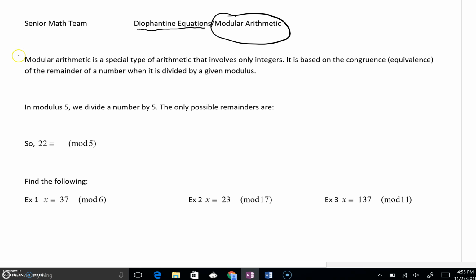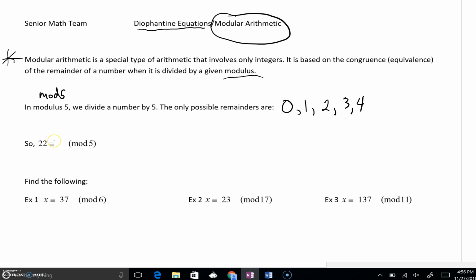Modular arithmetic, you can see right here, is just a very special type of arithmetic that involves only integers, no decimals, no fractions. It's based on congruence or equivalence of the remainder of a number when it's divided by a given modulus. The abbreviation for the modulus is usually MOD. So if we're in mod 5, when you divide by 5, you only have a number of possible remainders. It's like going back to 3rd or 4th grade, where you write that big R with your long division. You'd either have a remainder of 0, 1, 2, 3, or 4.